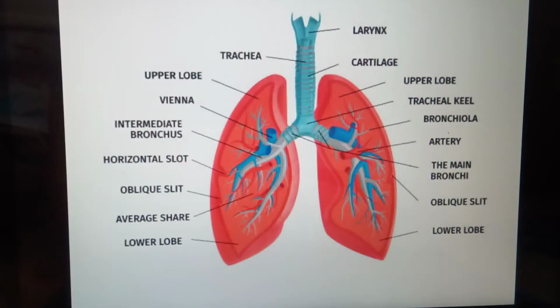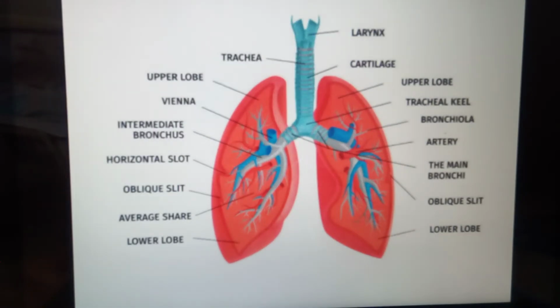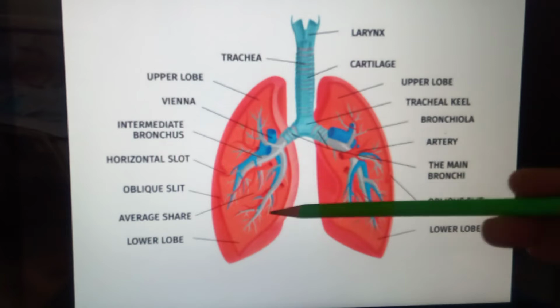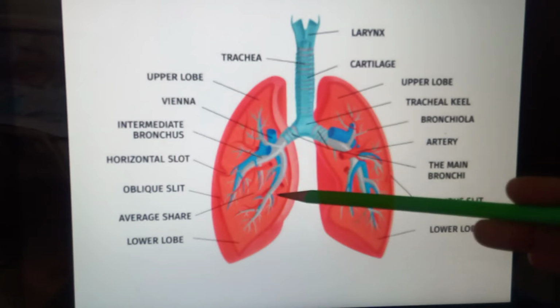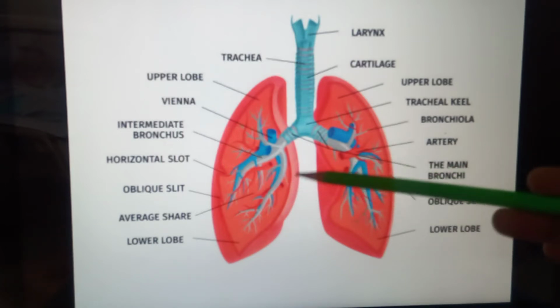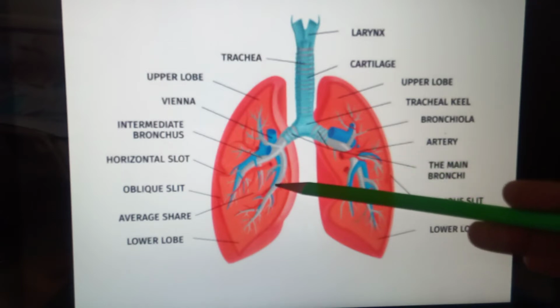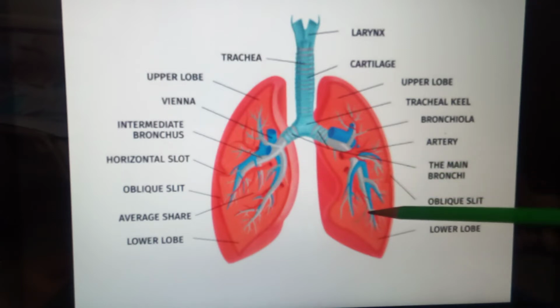Today I will explain about the human lungs. We have two lungs in our thoracic cavity. There is a thoracic cavity present in our chest and there are two lungs present. In between the two lungs there is a heart present. This is the left side of the lungs and this is the right side of the lungs.